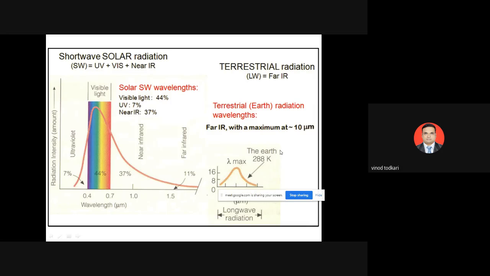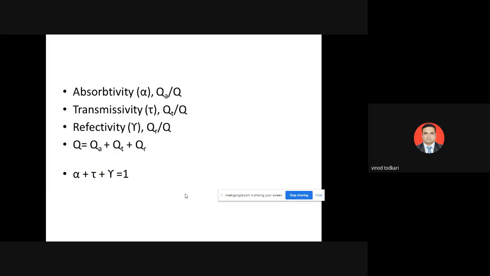longer wavelength radiations, right? Now, this concept you might already have studied in 11th standard: absorptivity, transmittivity, reflectivity. Let's take a very simple example. Let's say that Q is the amount of energy incident at your home, or on any object. Let's say Q is the amount of energy incident on an object.